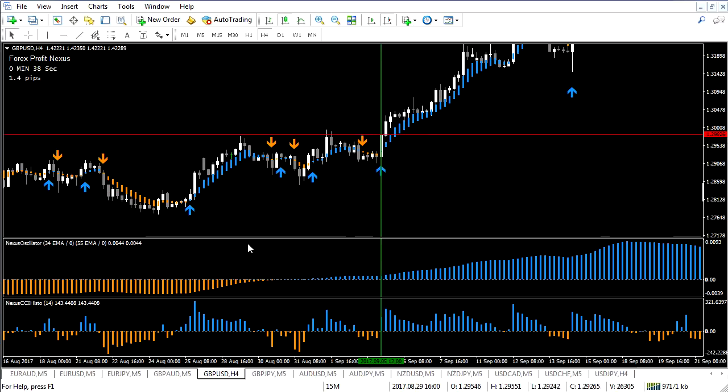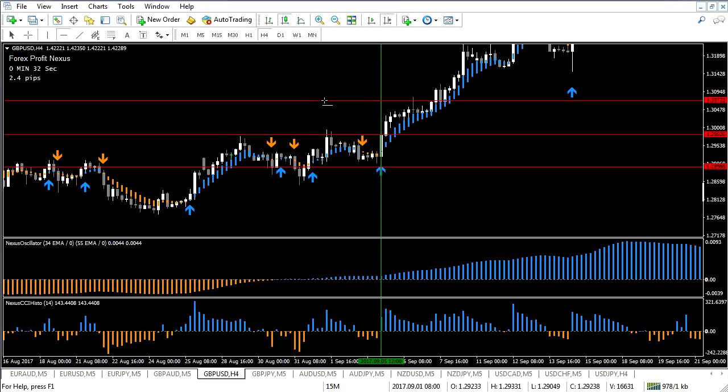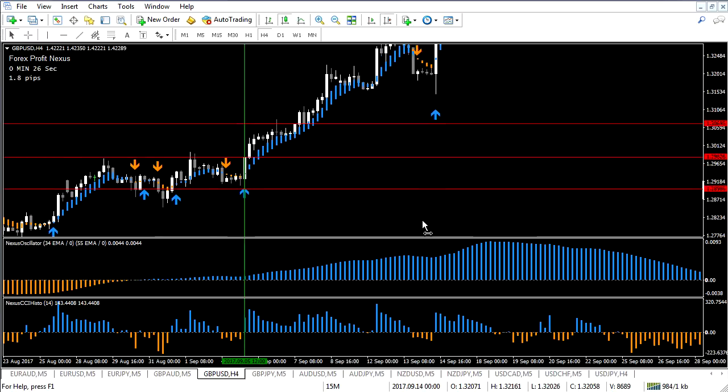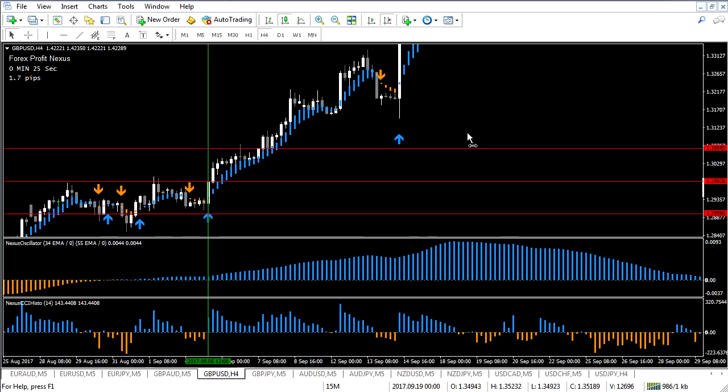Signals on the close of this candle, stop loss underneath the most recent swing low, and a 1-to-1 profit target. So this candle here would have taken us out of the trade. Now we have other instances of that all along the way here.